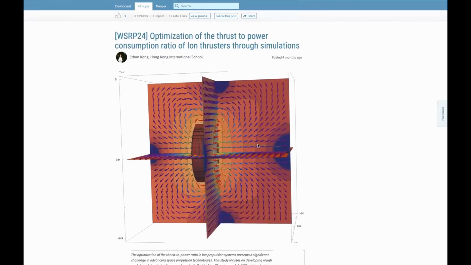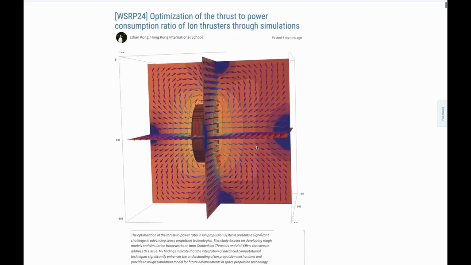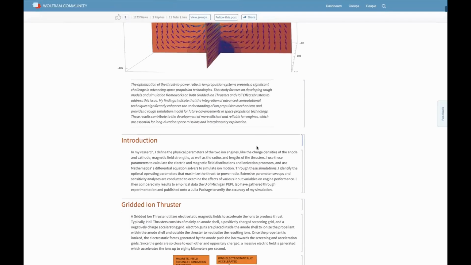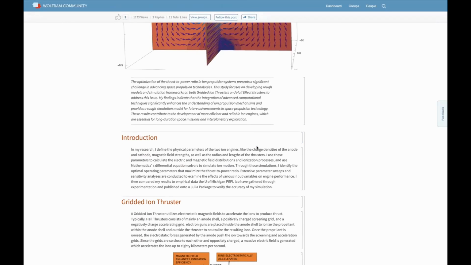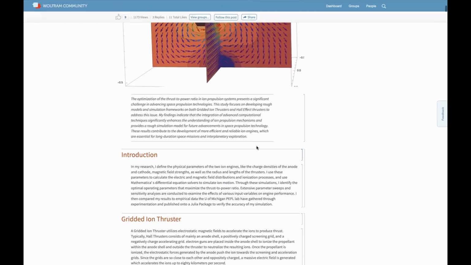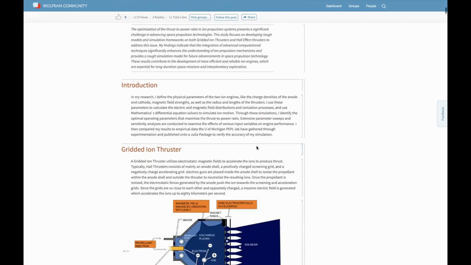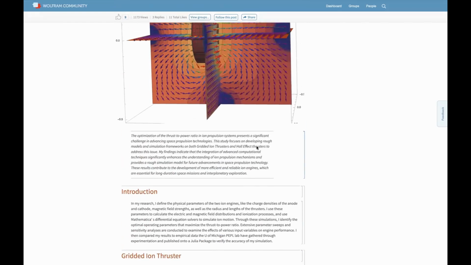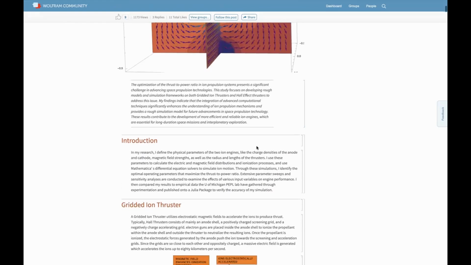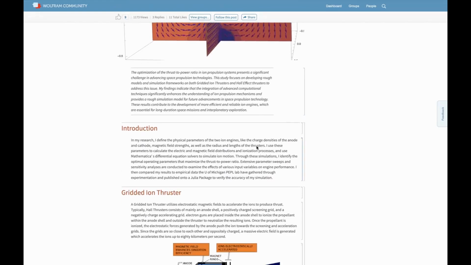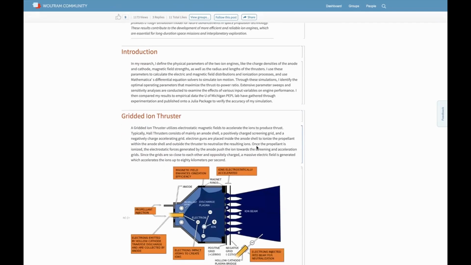Let's get into it. Like I said before, there are lots of issues with ion thrusters right now regarding their power consumption ratio. Like most rocket engines, ion thrusters have lots of different parameters. So I optimized for different parameters between different thrusters, like the anode radius, the radius of the magnets, and the thickness of each thruster. And so we'll get right into it.